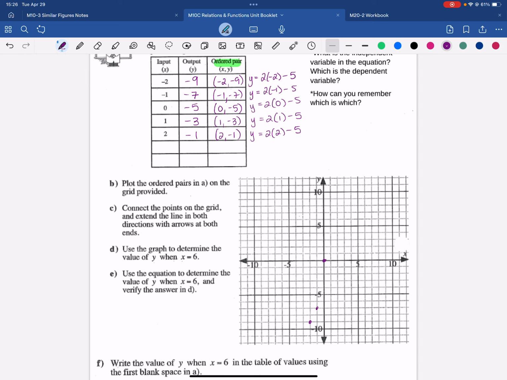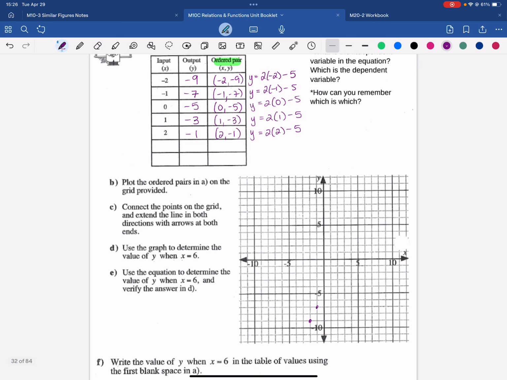And then you're going to just do the same process every single time. 0, -5. 0 means we're not going to move anywhere. We're just going to go down to -5. 1, -3, 2, -1. So there's our ordered pairs.